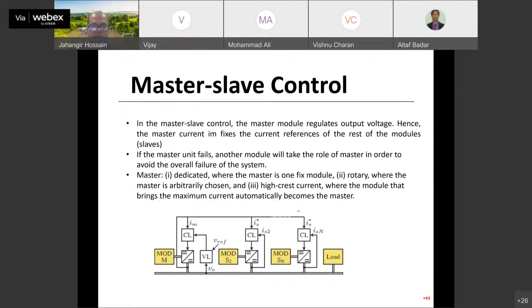And also, what can happen is, if a slave fails, it will not have a severe impact. But if the master fails, the way it is designed, the next one will take the role of the master, and the remaining ones will just follow that master control. So that's why this master-slave control works.